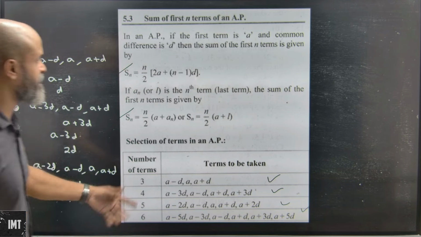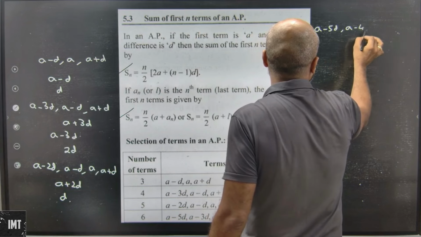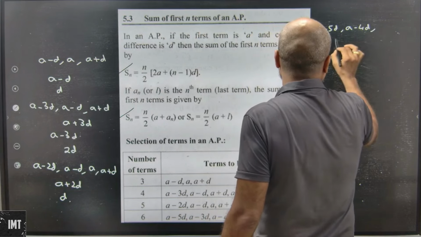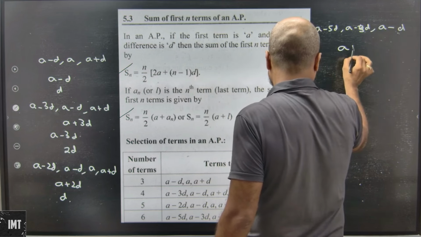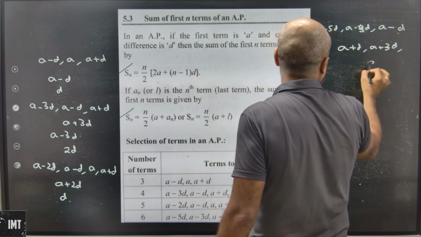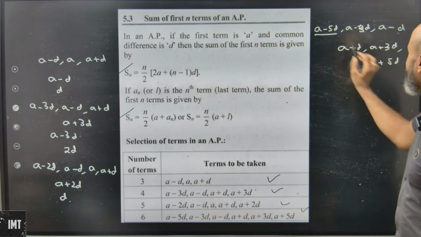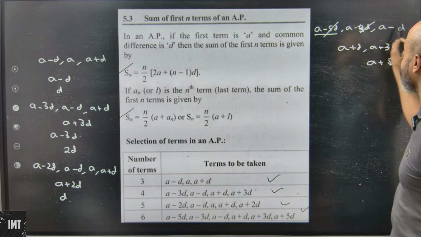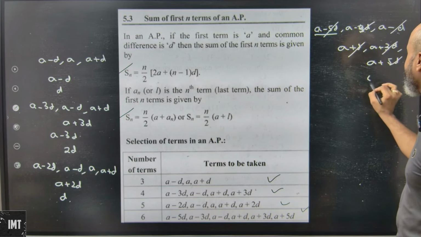If it is given as 6 terms, so it will be a - 5d, a - 3d, a - d, a + d, a + 3d, and then we have a + 5d. The purpose is when we add these, all of the d terms get cancelled. All of these get cancelled. So what we get is 1, 2, 3, 4, 5, 6, so 6a.